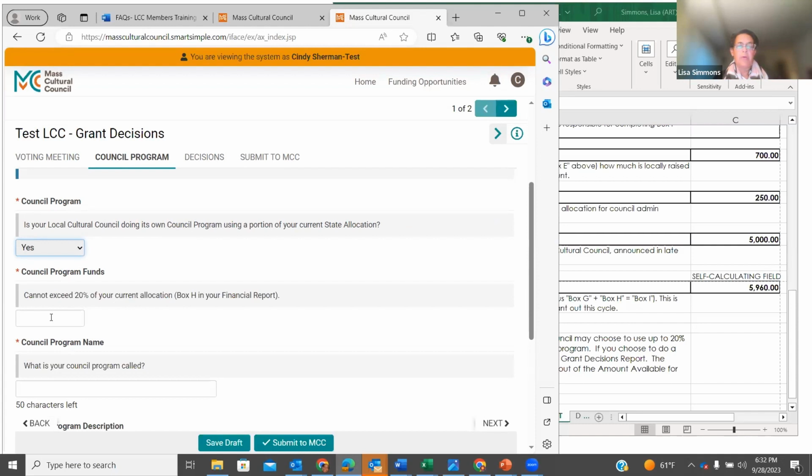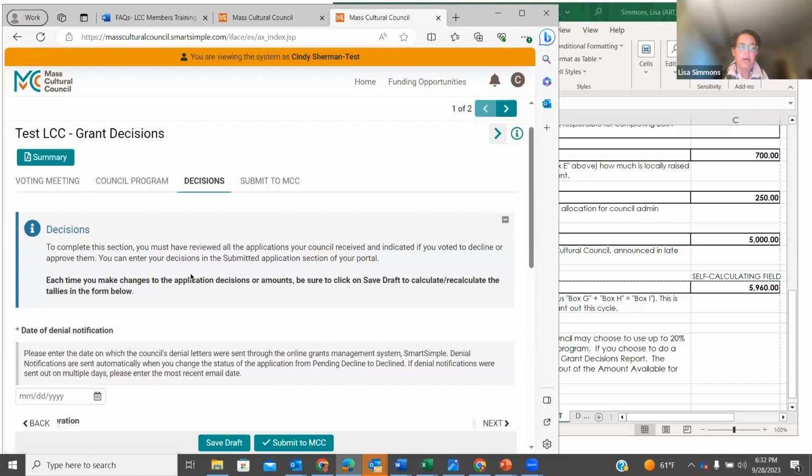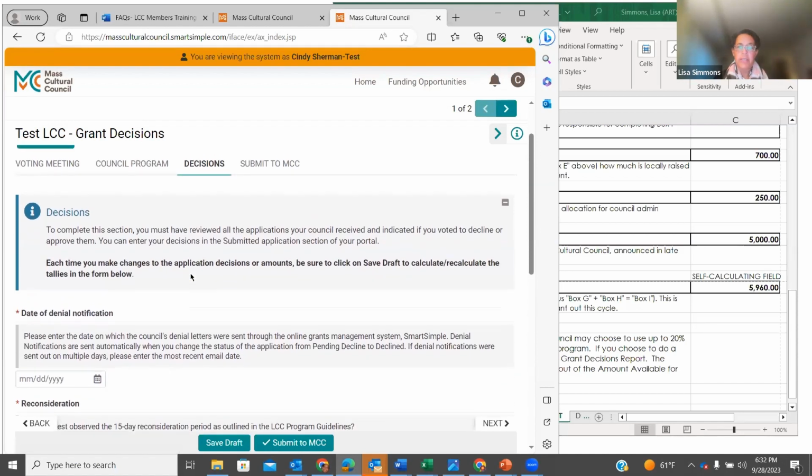And once you put that amount in, it's going to calculate with the decisions that you make on your applications, and it's going to calculate that number and take that out of the amount for your allocation, right? So your 20% of your FY24 allocation isn't a separate amount of money than your calculated amount available for granting final number. It's part of that.